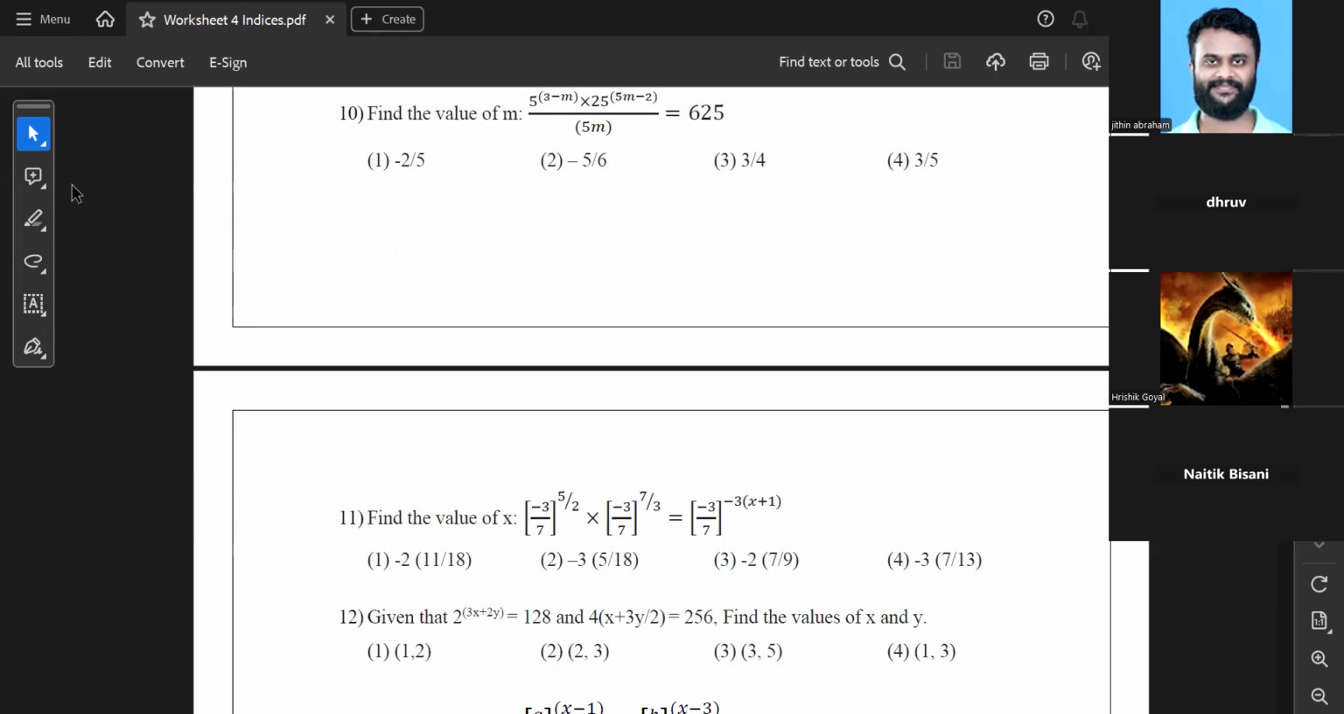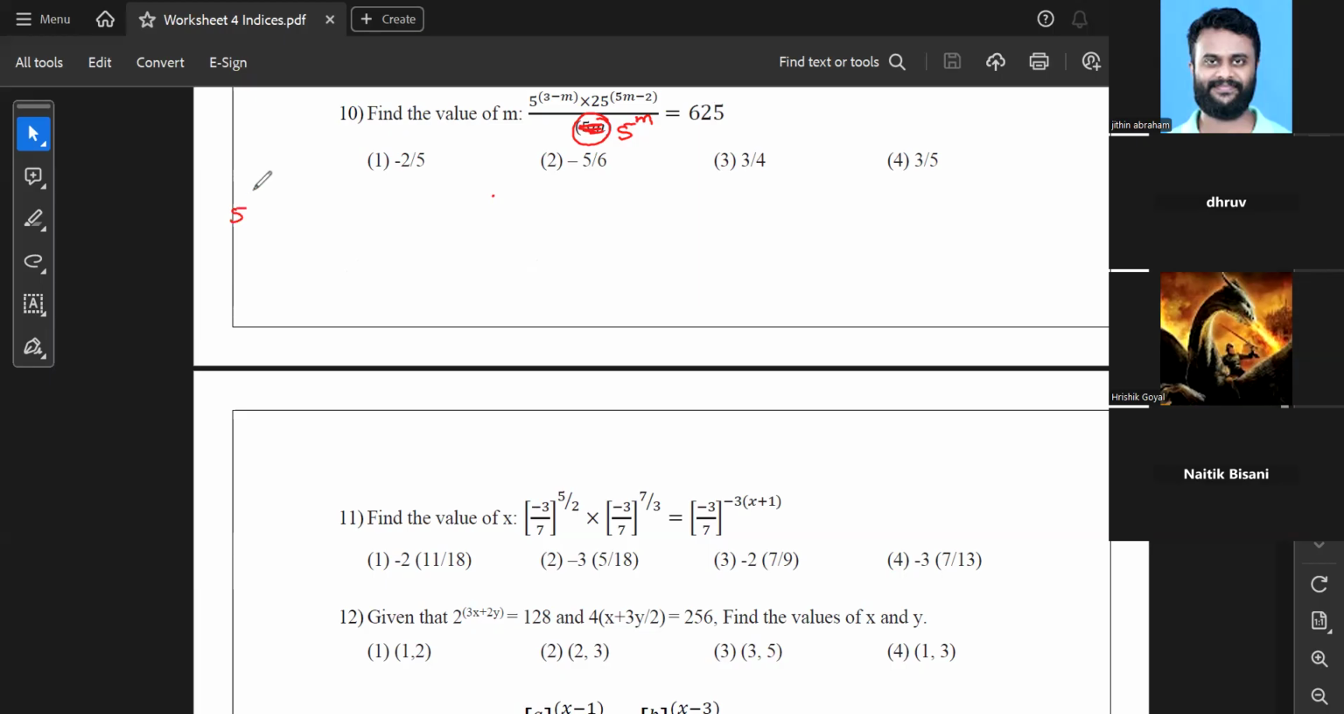Let's go for the next question. Find the value of m where this is given. Everything is 5 raised to something, so let's convert to 5 raised to something. I think this is an error. I think this should be 5 raised to m, because everyone is 5 raised to something. Anyway, I will consider this as 5 raised to m and then I'll solve. I probably should get the correct answer.